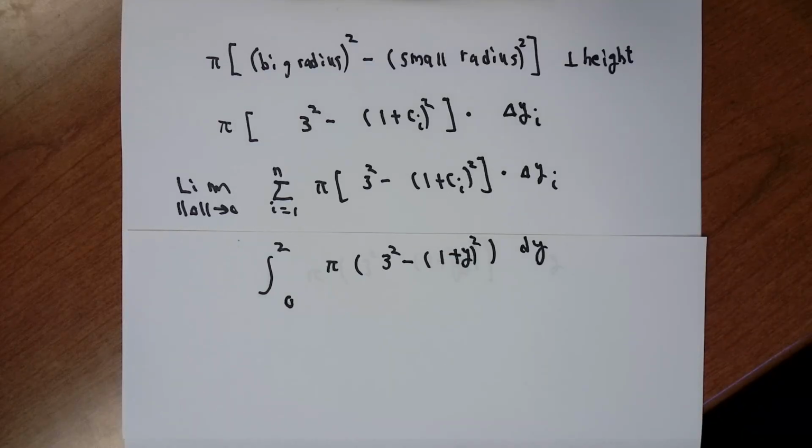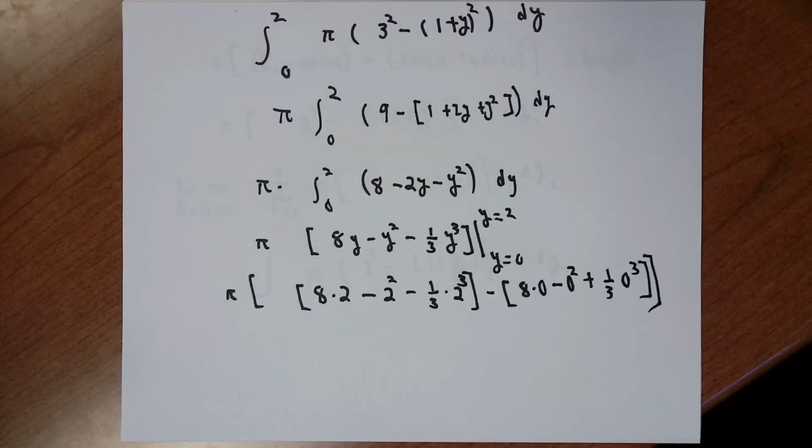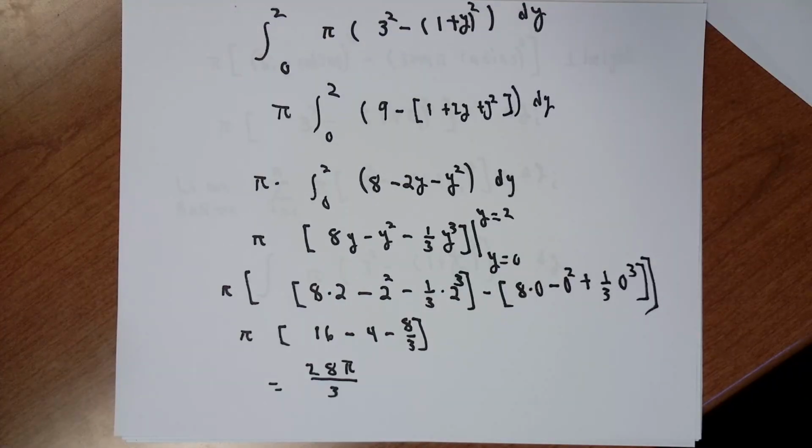That integral, though, is going to be easy to calculate because it's just a polynomial in terms of y. This second term is 0, so I'll ignore it. And assuming that I've had enough caffeine this morning, this reduces down to 28 pi over 3 units of volume.